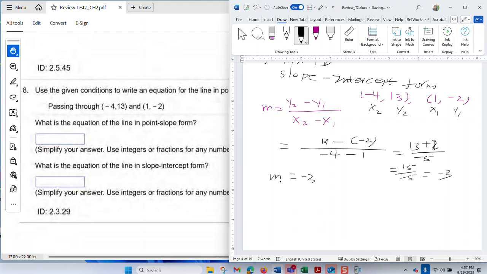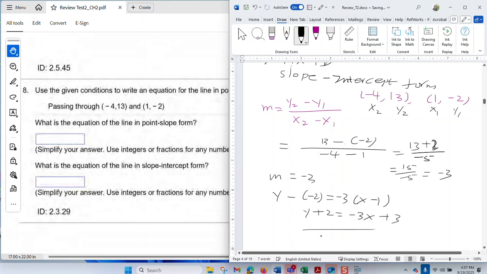And then I have this one right here. If I want to write in point slope form, I will have y minus y1 equal to m times x minus x1, right? So I can just write y plus 2 equals -3 times x, and then this will be plus 3. That is my point slope form.